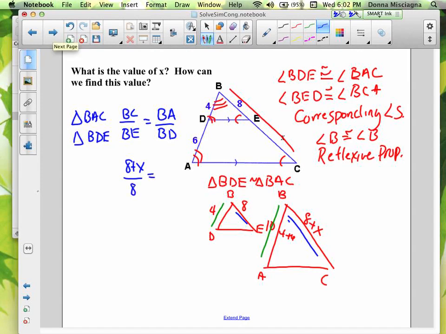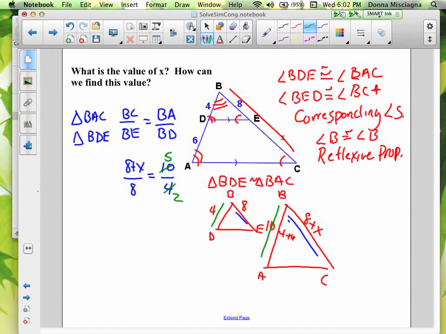BA is 4 plus 6, or 10. BD that goes with it is just 4. Okay? And we can reduce. I always like to reduce it. I think it makes things easier. We can reduce the 10 and 4. Both divisible by 2, so that would give us 5 and 2.